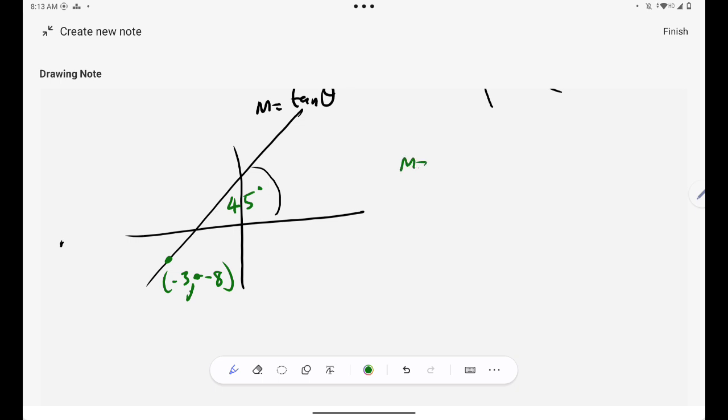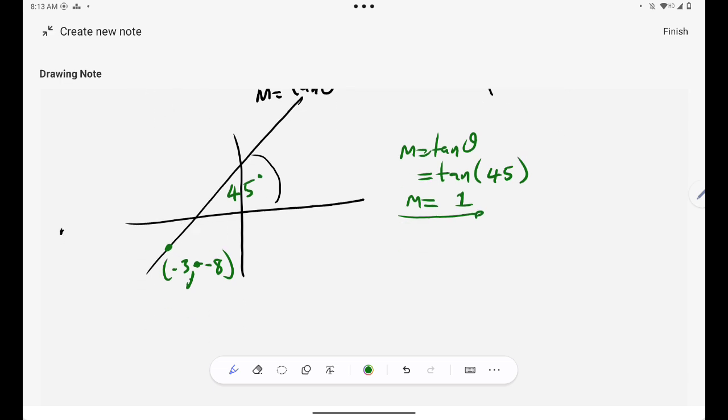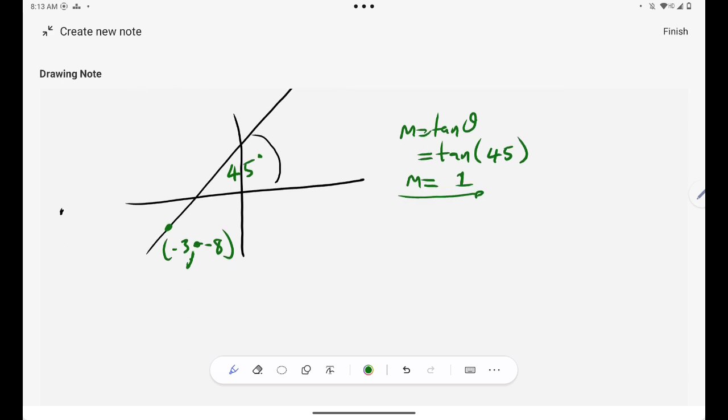My gradient, I'll just say m equals tan theta. Just punch tan 45 on your calculator, you'll get 1. That means your gradient is 1. Are you together? So therefore I have a gradient and a point. I can use it to find my equation.